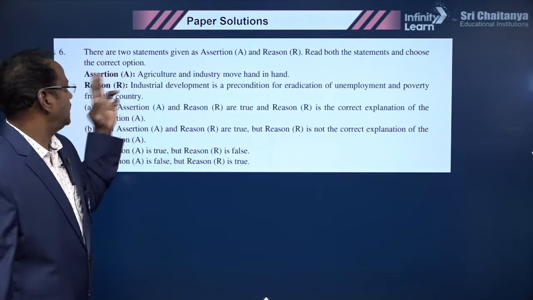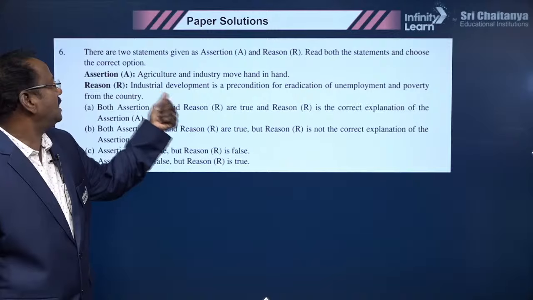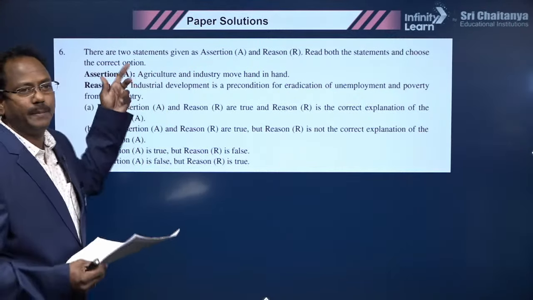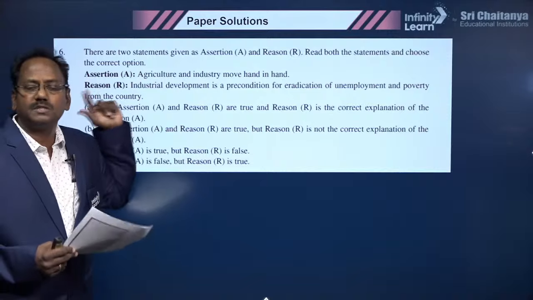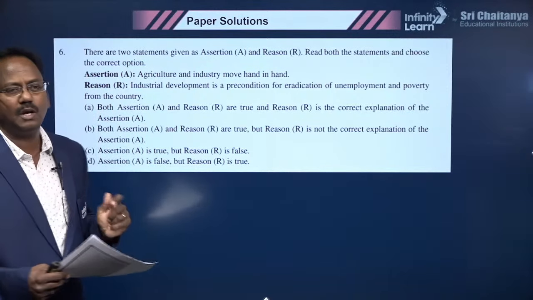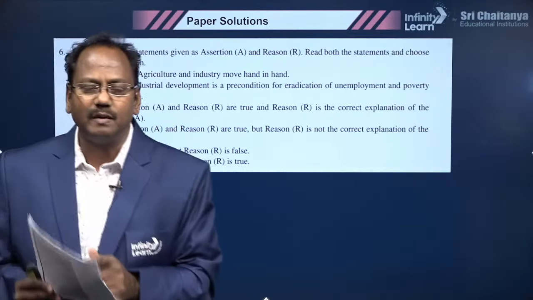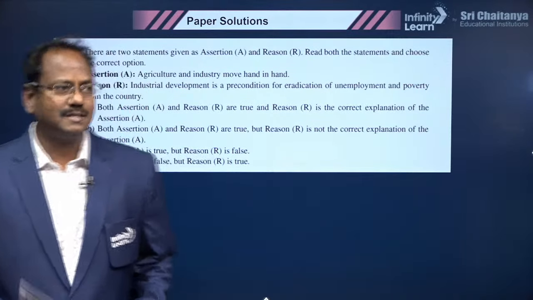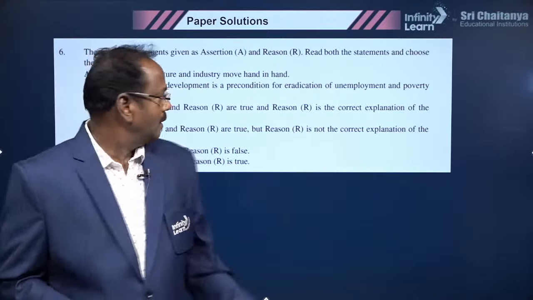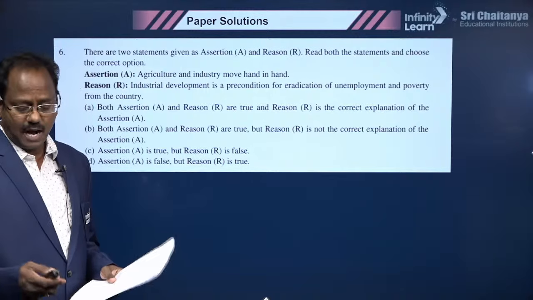There is a reason, you can see. So the statement A, assertion, is true. And coming to reason R, industrial development is a precondition for eradication of unemployment. Now these two statements have not much relation, but both statements are true. There is no mistake in that. So both the assertion and reason are true. But the second statement is only talking about industrial development, and it is not related to agriculture. Is it clear? So we go for option B. B is the right answer. Both assertion and reason are true, but R is not the correct explanation of assertion A, right? So for question number 6, the answer is B.